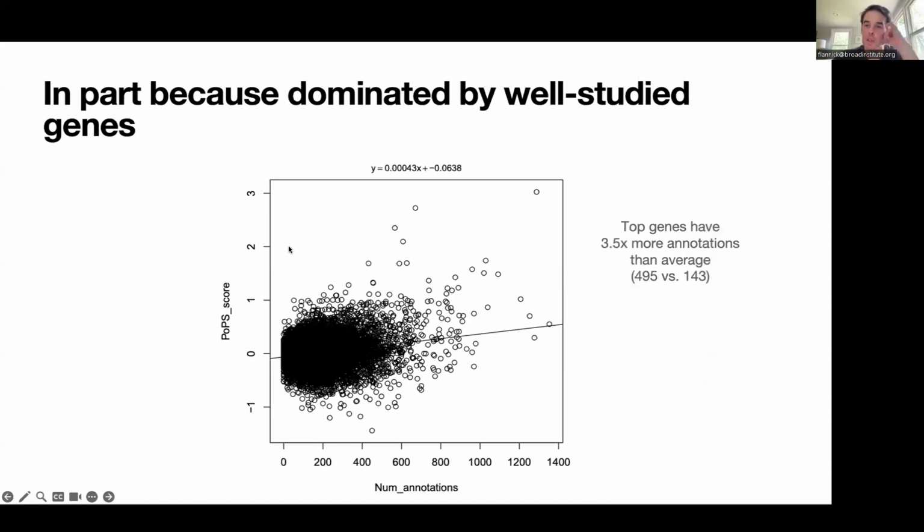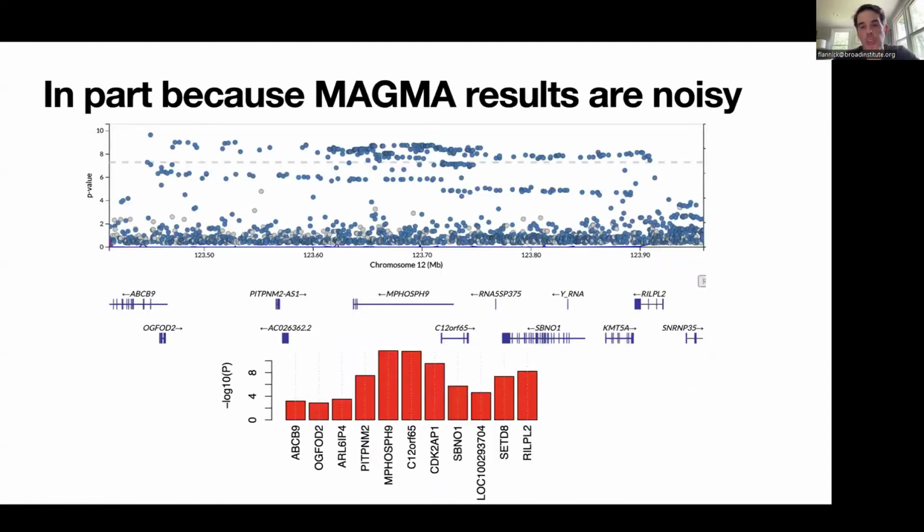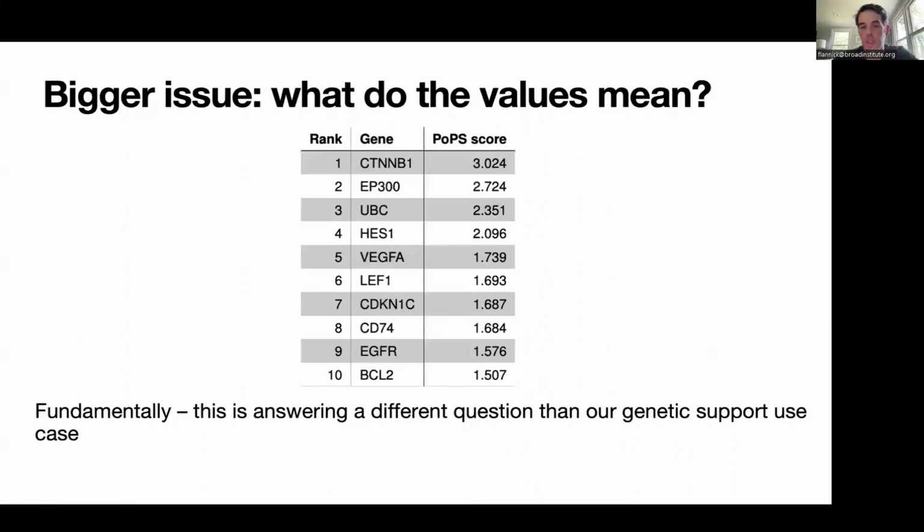One of the reasons for this is that POPs is very biased towards well-studied genes. So there's a very strong correlation between the number of annotations a gene has and how prioritized it is. In part, this is because it's using MAGMA results, which are noisy. I'm showing here a locus where the signal is very broadly spread, and what MAGMA does is give a lot of genes in this locus very high scores, where in reality, probably only a small number of these are actually the true gene. And that's obviously going to degrade the quality of your enrichments.